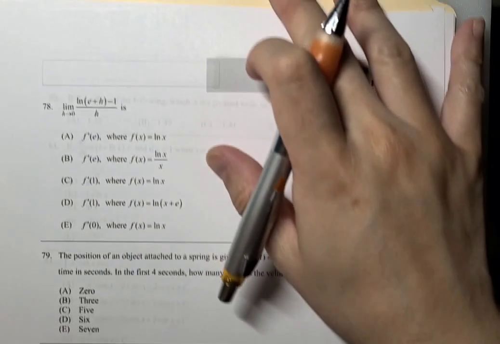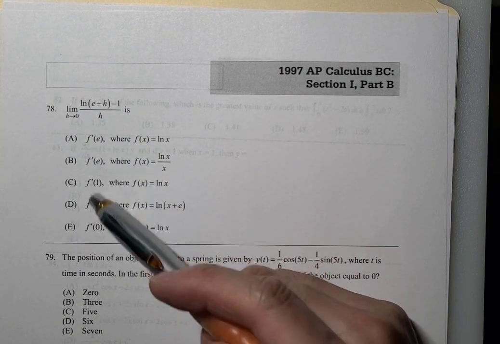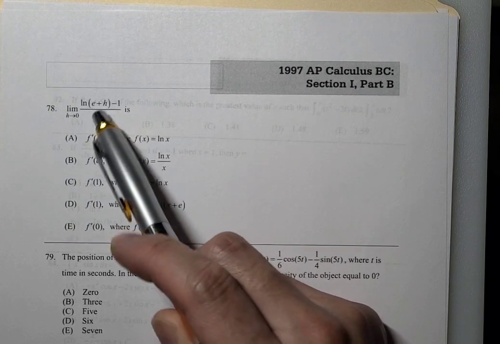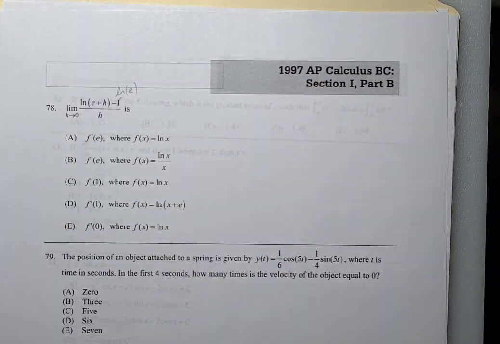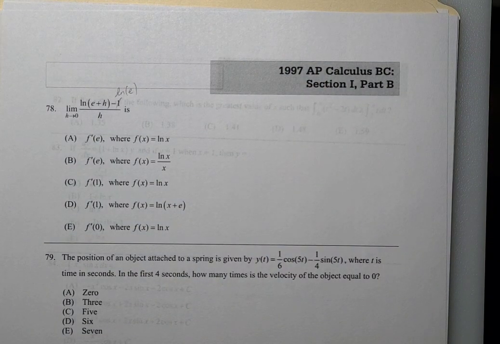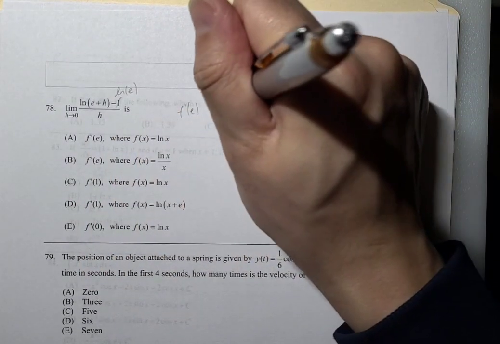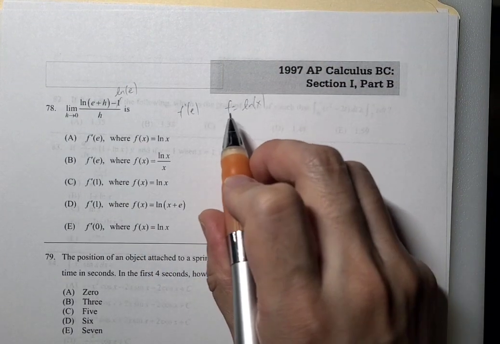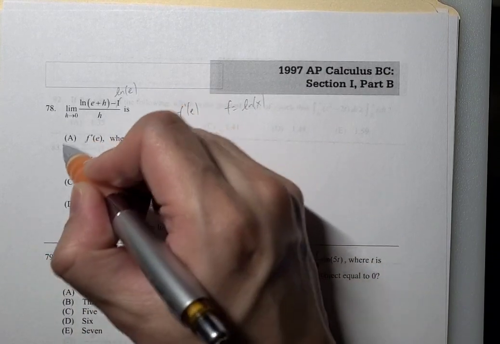All right. Limit as h goes to 0, ln of (e plus h) minus 1 over h is, well, if you peek at the choices, it's talking about derivative. So you should be able to recognize that this is the difference quotient, the limit definition of the derivative. Instead of 1, it's the same thing as ln e. So maybe this will help you realize that this is just f prime of e, and the function f is ln of x. We're evaluating the derivative of ln x at x equals e. So that is A.